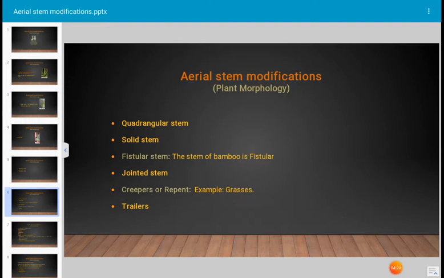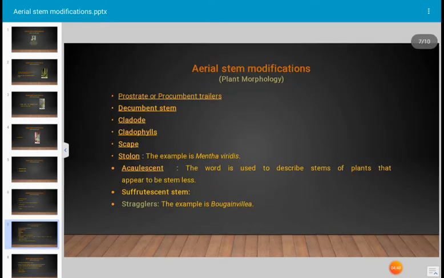Next, trailers. The stem grows horizontally on the ground but no roots arise at every node. Such plants are termed as trailers, and the stem is described as a trailer. The trailers are of two types, prostrate or procumbent trailers and decumbent trailers. Next, prostrate or procumbent trailers. Let us see the definition of this.